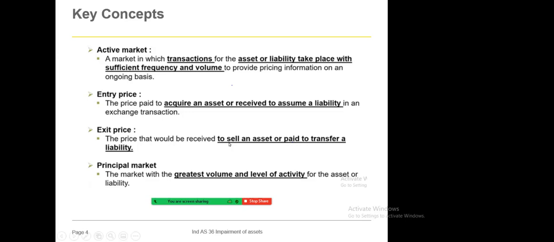What do we mean by a principal market? Principal market is the market with the greatest volume and level of activity for the asset. So here we have the difference between an active market and a principal market. Active market means where your asset or liability is traded with sufficient frequency and volume. But principal market is the market where your asset is being traded with the greatest volume and level of activity. Like if I take an example of the share market, we have NSE, we have BSE. Which market will have the greatest volume and level of activity? That would be NSE.